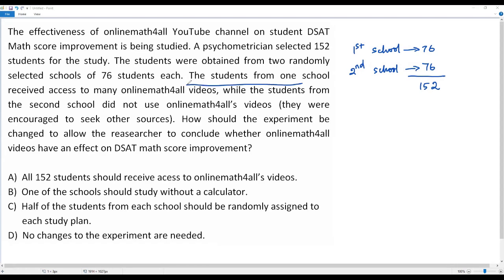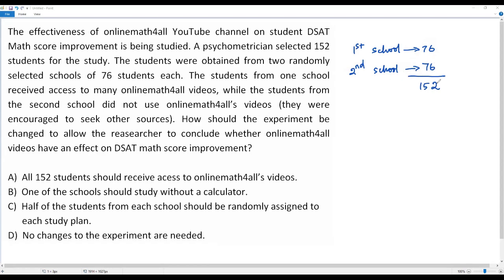The students from one school received access to many online math for all videos, while the students from the second school did not use online math for all videos. They were encouraged to seek other sources. Okay, here let's say the students from the first school, that is these 76 students, received access to many online math for all videos. And the students from the second school, these 76 students, did not use online math for all videos. They were encouraged to seek other sources.